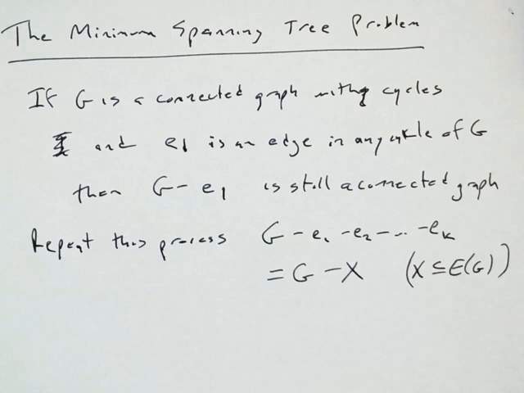Eventually, what has to happen? I run out of, not edges, but I run out of cycles to pull stuff from. But at every point in this process, we were connected, right? So now I have a connected graph with no cycles. What kind of graph do I have? A tree.